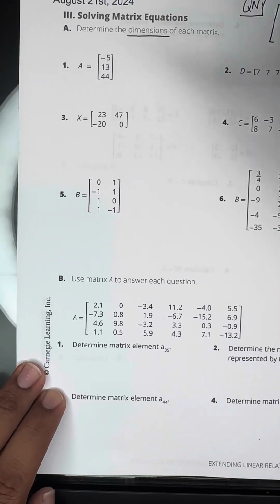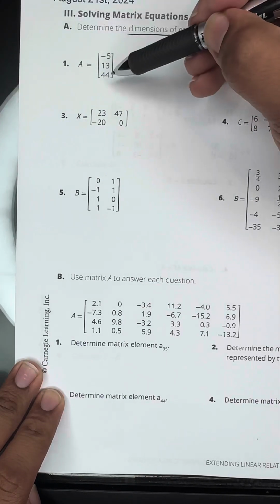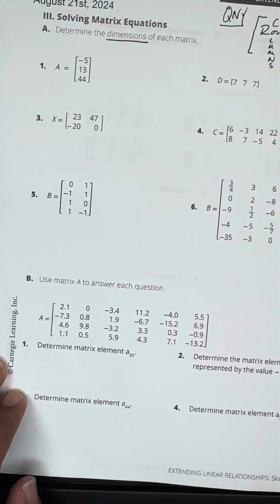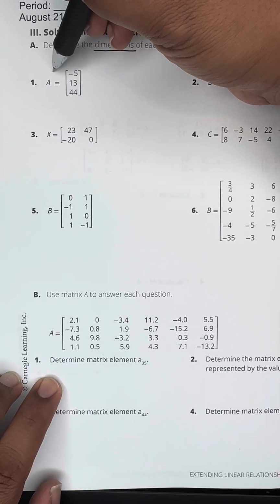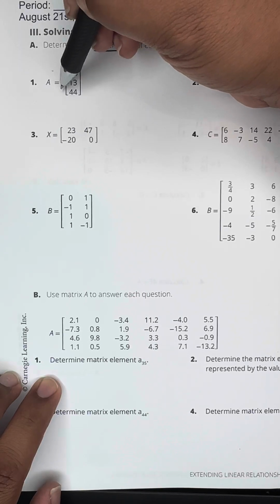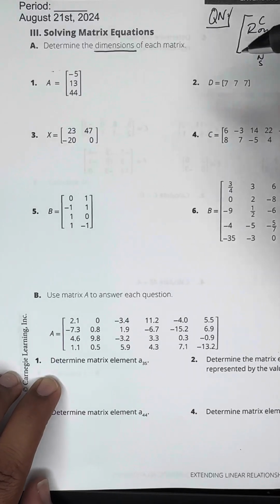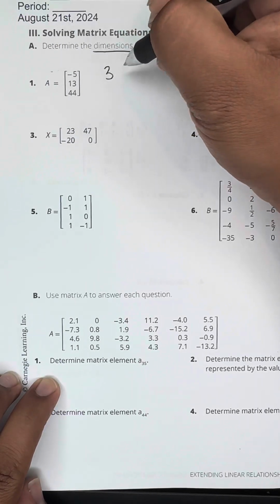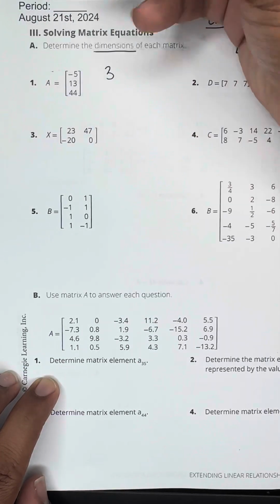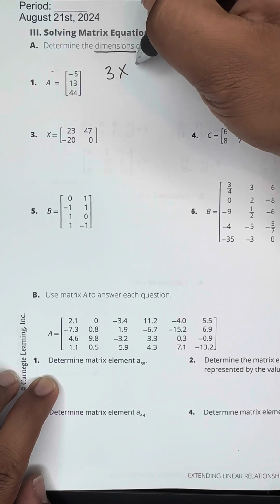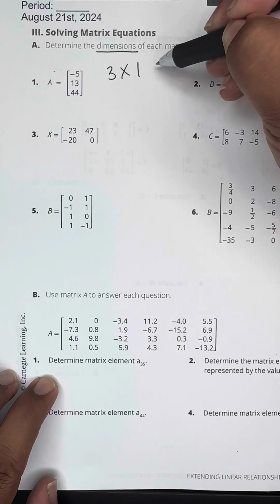So if I look at this, I have a set of values. I have -5, 13, and 3. How many rows are there out of these three numbers? Don't forget, rows are left to right. So if I go left to right, I see 1, 2, 3. So the dimension is going to be 3 times the amount of columns. Columns is up and down. I only see one column. Times 3. So 3 times 1, 3 rows times 1 column.